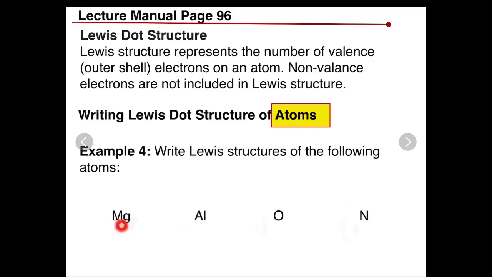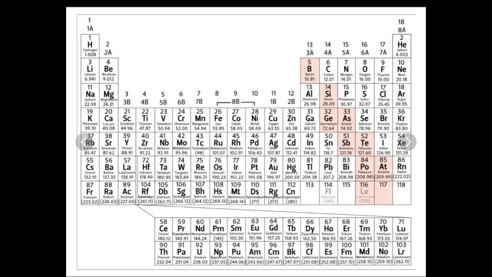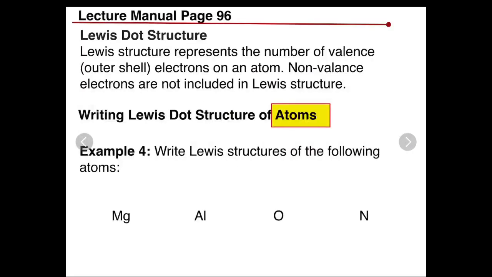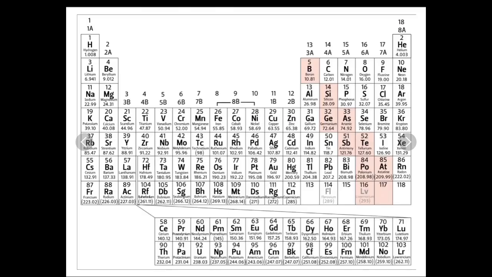Okay, so how do we find their valence electrons? That's when we will need to look at the periodic table. Okay, so the periodic table, especially with the main group elements, will tell you their location, and that will tell you about their number of valence electrons. For example, magnesium, aluminum, oxygen, and nitrogen here. I'm going to circle those. So we have magnesium, aluminum, oxygen, and nitrogen.